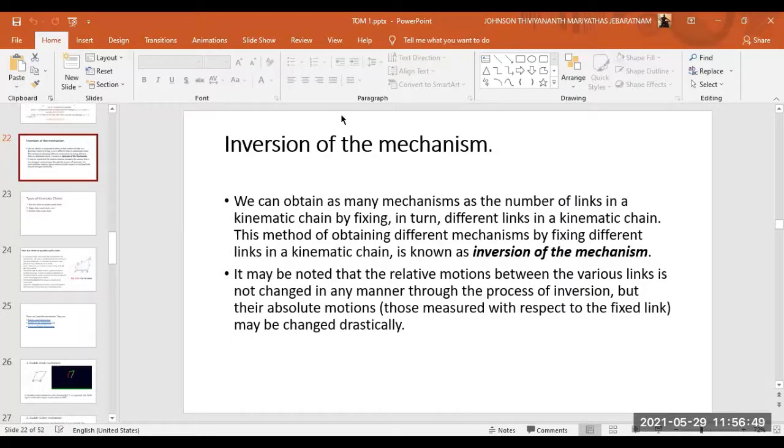So if you remember when we were discussing the compound kinematic chain, I told you that by fixing certain links we can make different types of motions as we wish. This is how that diagram was, I think. So for that one, by fixing different links, you can have different motions.